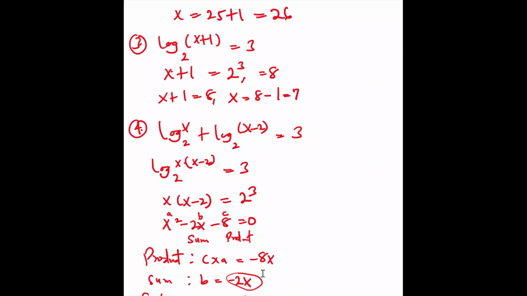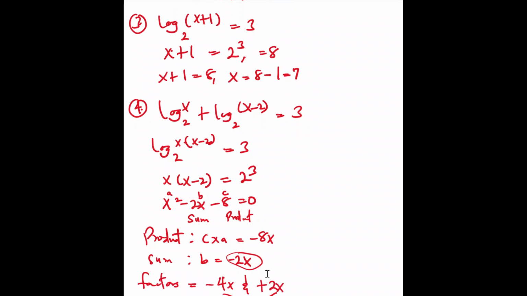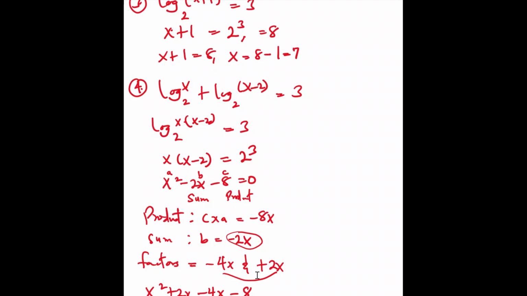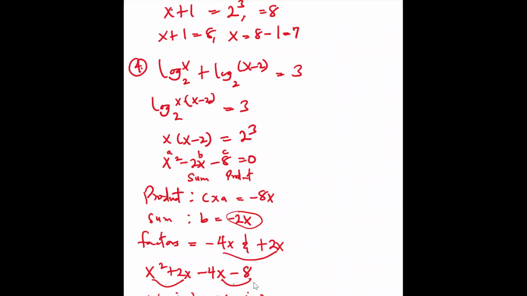If we do 4 plus 2, we get 6, okay? But that's not the sum. The sum is minus 2x. So if we do minus 4x and plus 2x, those will be the right factors for this equation. Okay, so we're going to input minus 4x and plus 2x in the middle.